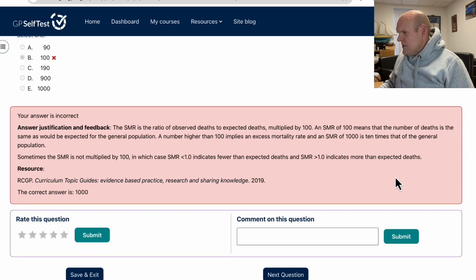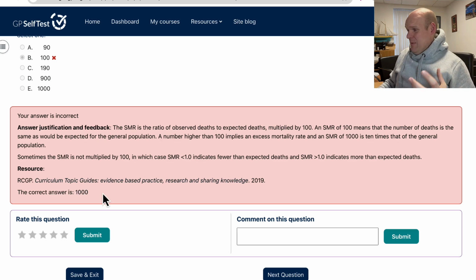SMR is the ratio of the observed number of deaths multiplied by 100. An SMR of 100 implies the number of deaths is the same as the general population. The correct answer is 1,000. Okay, blast. So, what's going to take a stab at that one?